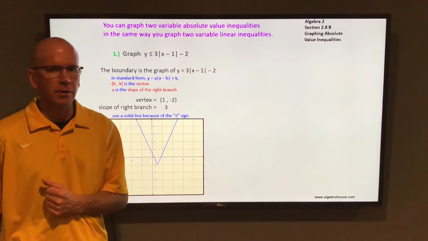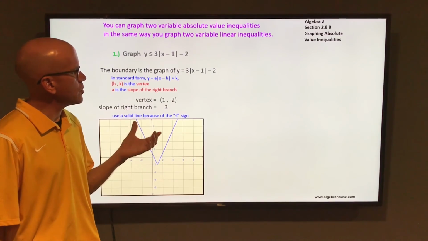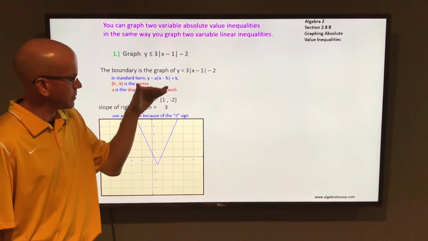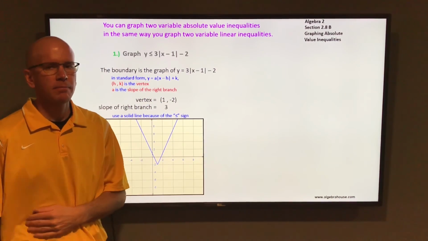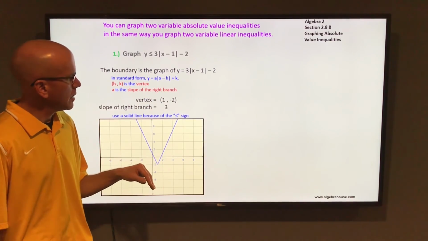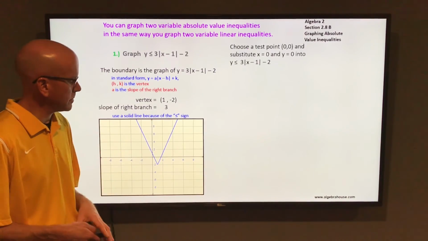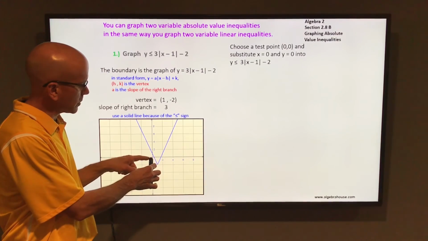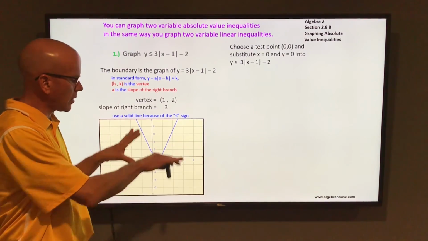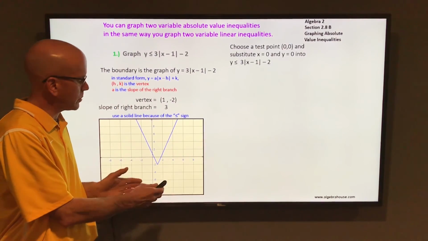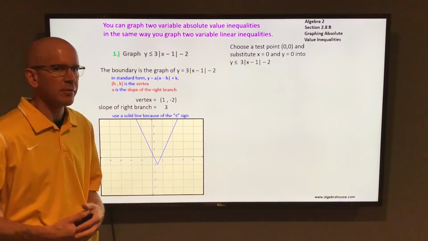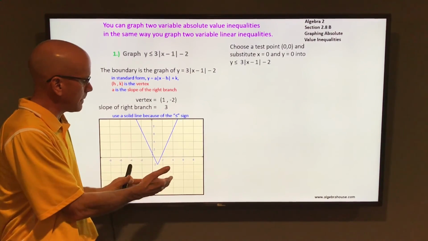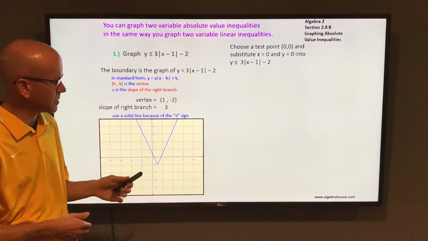Now, as far as the shading goes, do you have to do a test point? No. If that's a less than or equal to sign, we're just shading below that graph, that boundary. If you aren't sure, you could still use a test point. Remember, 0, 0 is the easiest test point to work with. So if 0, 0 works, you're going to shade the side that 0, 0 is on, or everything below that boundary. If 0, 0 makes a false statement, you shade everything above. But I can tell you right now, everything below that boundary will be shaded. So 0, 0 will work here.